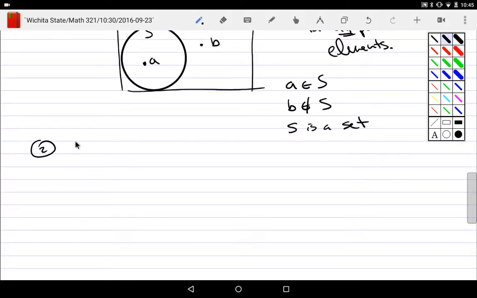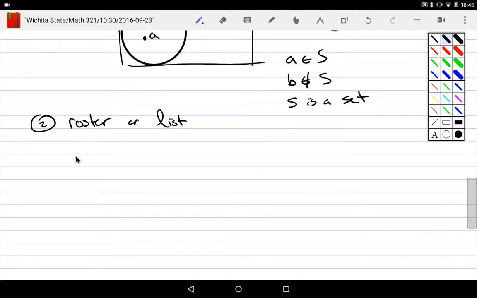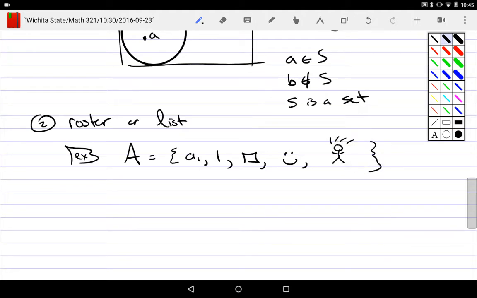Another way of representing a set is a roster or a list. A roster or a list is just simply this. My set A is made up of A, the number 1, a square, a happy face, and an astonished person. How do you make a list? You just make a curly bracket and then separate things by commas.